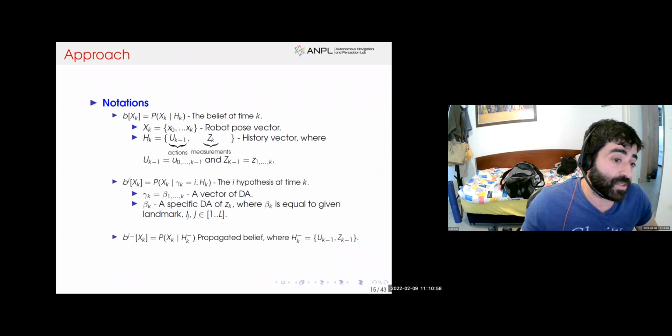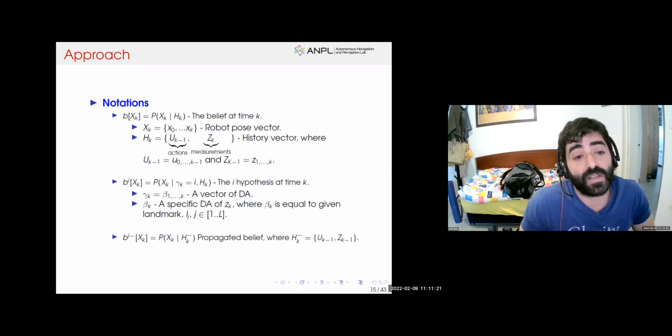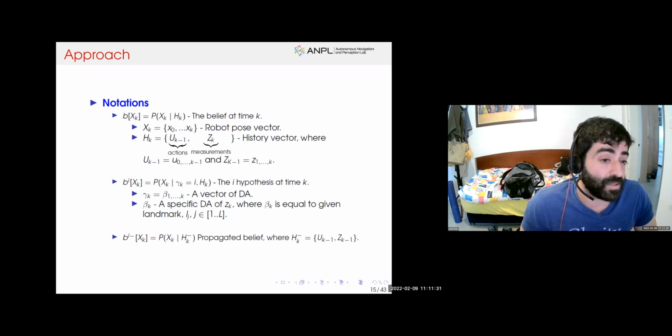So a bit about the notations. B of x_k is the belief at time k, which is the probability of our state given history. Our state is a vector built from all the robot's poses from the initial location, which is x_0, till x_k. And H_k, which is the history, is built from two sets of vectors. The first vector is the set of actions we have till current time. And the measurements is a vector of all the obtained measurements from the initial location till current time.